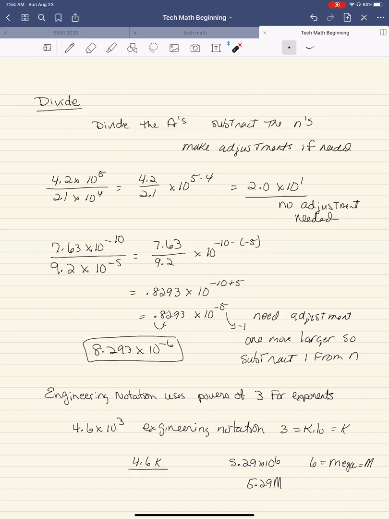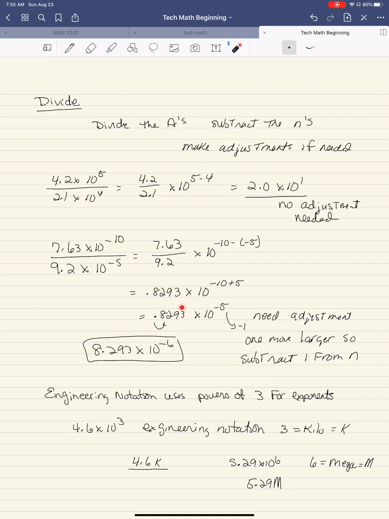But if I did this problem down here, 7.63 times 10 to the minus 10 divided by 9.2 times 10 to the minus 5, when I divide my 7.63 by 9.2, subtract my exponents, so minus 10 minus a minus 5 becomes minus 10 plus 5 on my exponents. But doing the division, I get 0.8293 times 10 to the minus 10 plus 5, or 0.8293 times 10 to the minus 5.